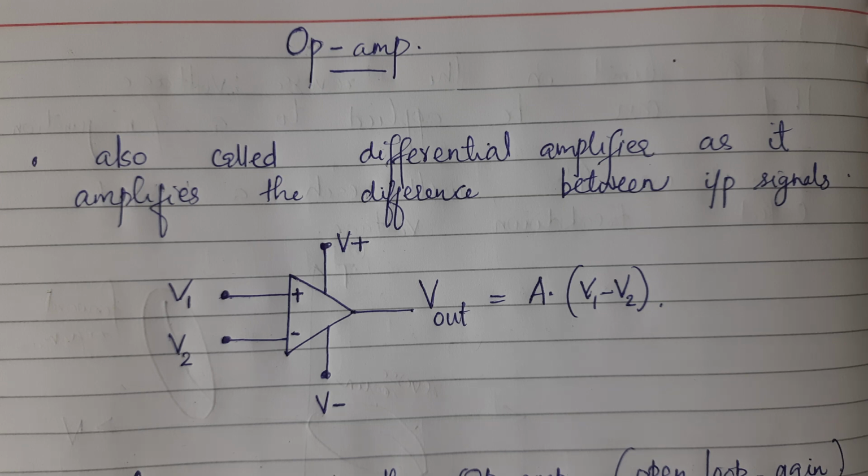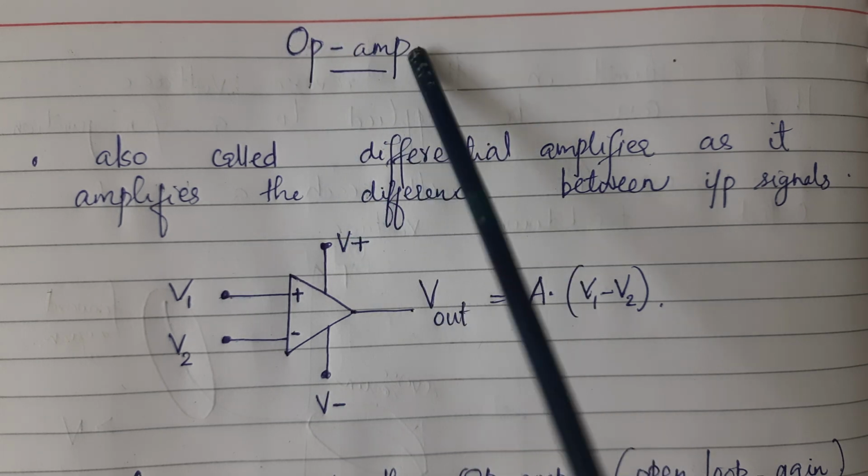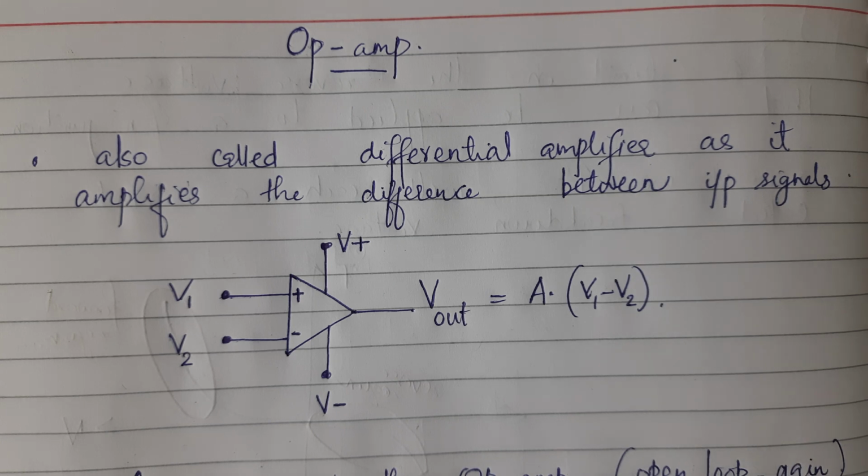Then operational amplifier. Why the name? The operations in mathematics, we know, are addition, subtraction, multiplication, division. In earlier days, before the coming of digital circuits, all these mathematical operations were performed with analog circuits by arranging resistors and capacitors in a certain way. So this op-amp, operational amplifier, got the name from that. It is also called a differential amplifier as it amplifies the difference between the two inputs.